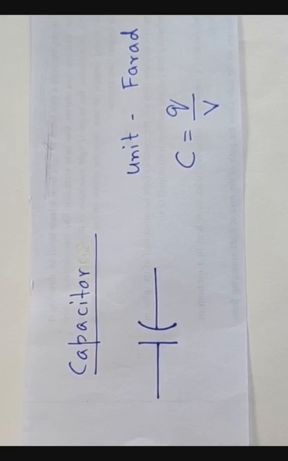Capacitance is developed due to two parallel plates kept near to each other and separated by a dielectric medium. Capacitance is developed only in case of AC and not in case of DC. The unit of capacitance is farad.